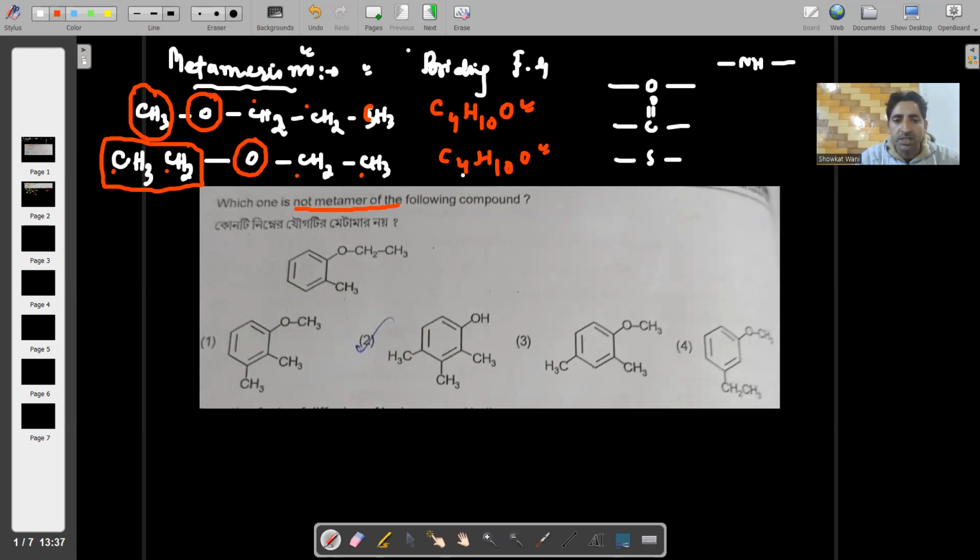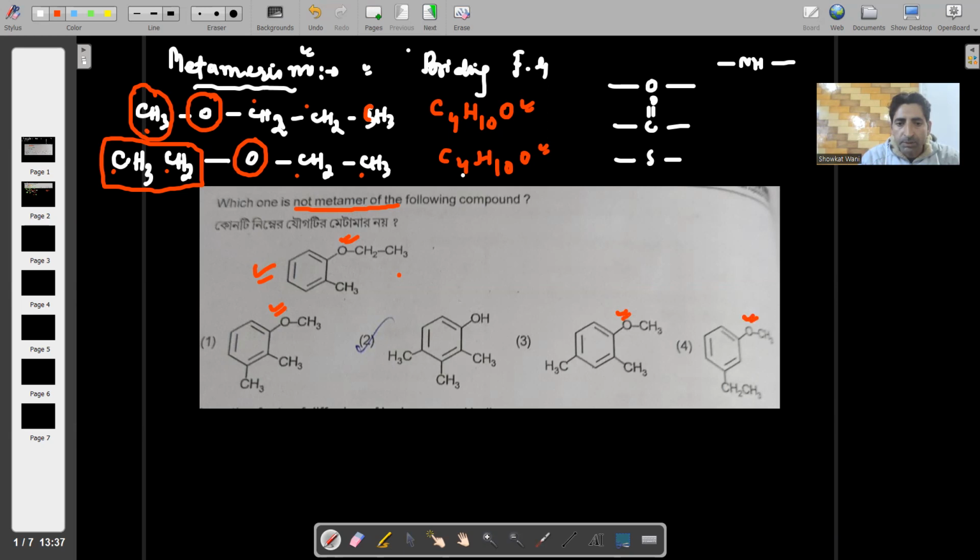Now we have to see, this is the compound given. In this compound, we have to see which one is not its metamer. So let us see this compound. Over here we have a bridging functional group. In this case, you can see over here we have a bridging functional group. This is a bridging functional group, that's the ethyl oxygen atom. Over here there's a bridging functional group. Over here there's a bridging functional group. Over here there's a bridging functional group.